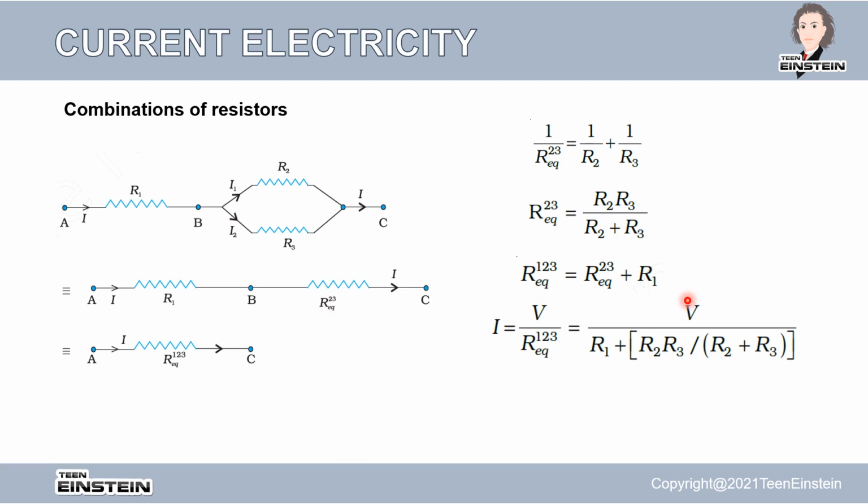And how do we find the overall current in the circuit? Now we know the equivalent resistor. Now divide the voltage by this resistance, then we get the current. So according to Ohm's law, I equals V by R. Instead of R, we have this R equivalent, which is R1 plus R2 R3 divided by R2 plus R3. So V divided by this value gives the current. So whenever you are given a circuit with combinations in series and in parallel, you have to simplify this step by step and go to the next equivalent circuit, and finally get the overall equivalent resistor and use Ohm's law to find the current.